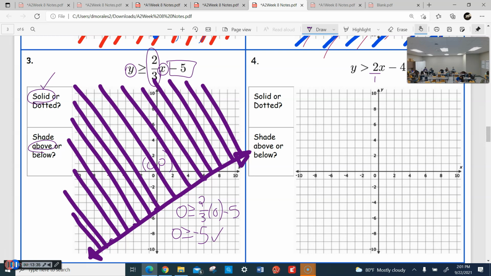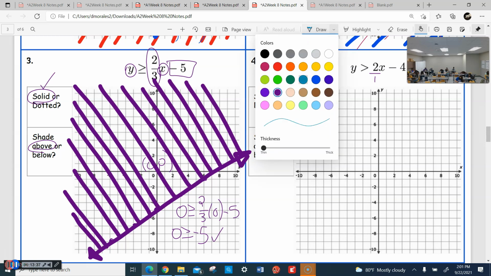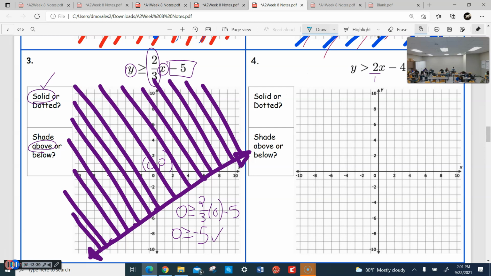I'm going to change the color up to this teal that I like a lot. Alright, so greater than should be a dotted line. Greater than means I'm shading above. -4 is my y-intercept. That's my starting point. 2 over 1 is my slope, up 2 over 1. Getting every point that I can to fit in.